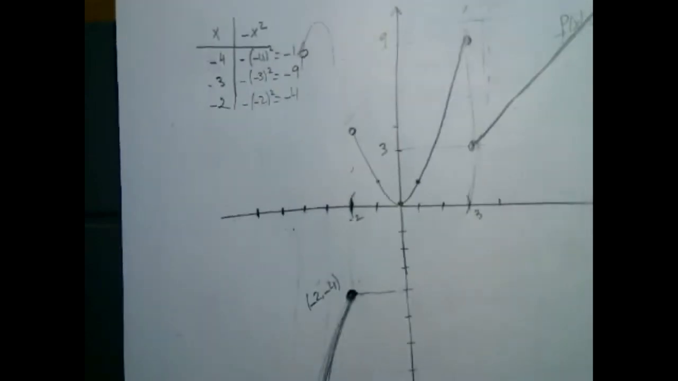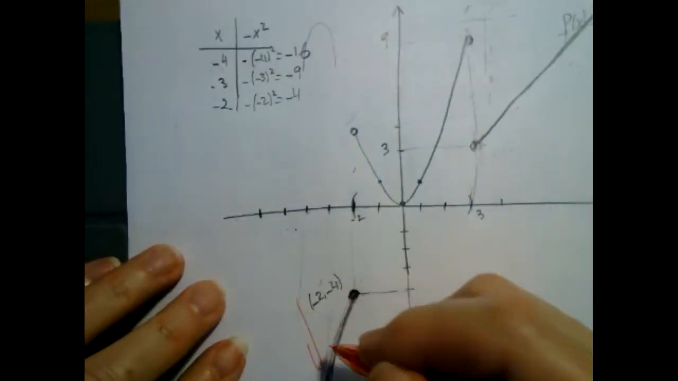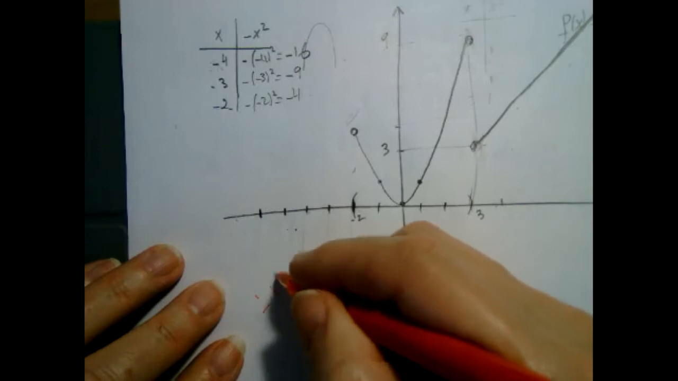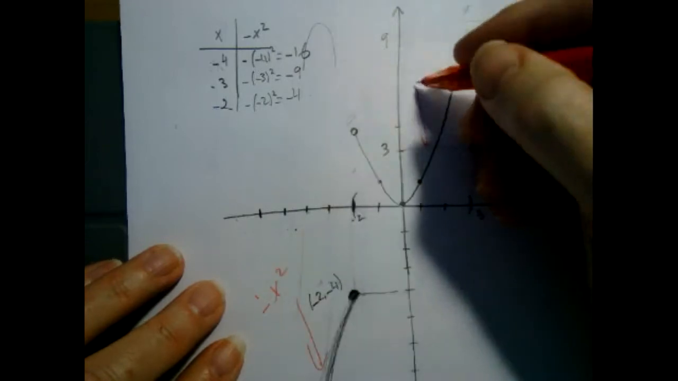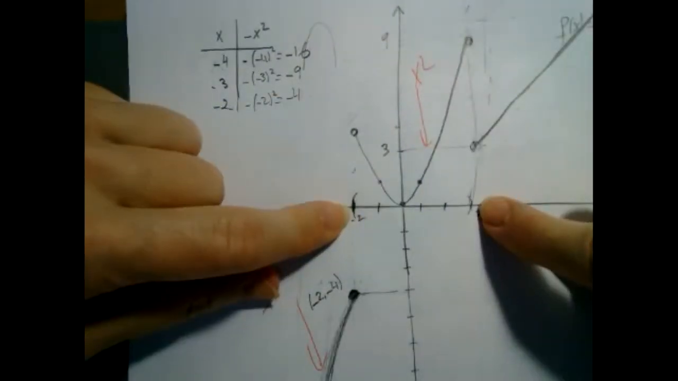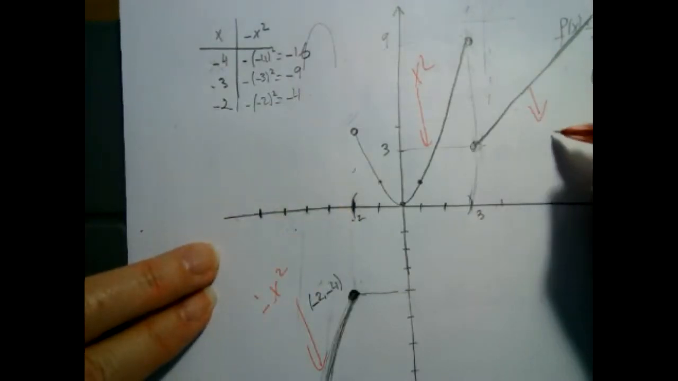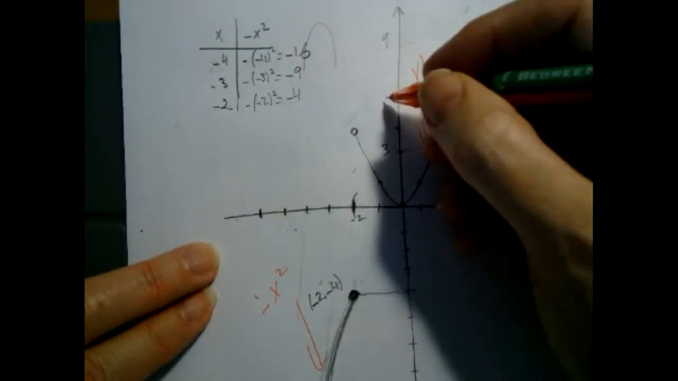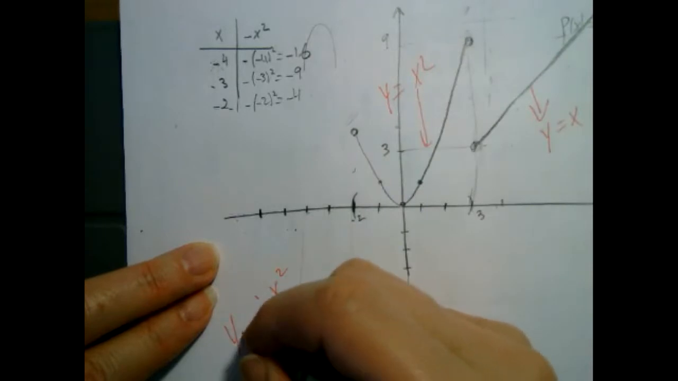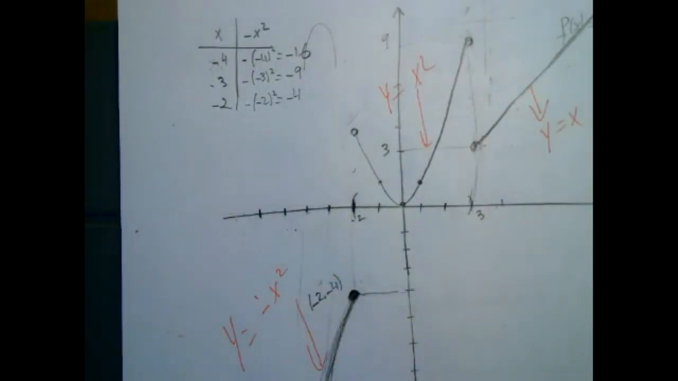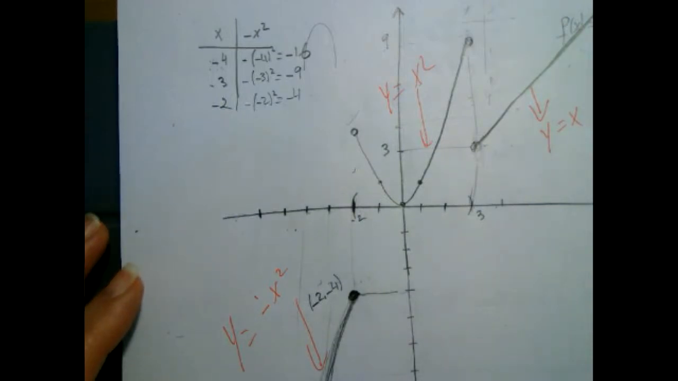Those are the 3 pieces. So this piece down here, it's the -x squared piece. This parabola, that's the x squared piece between -2 and 3. And this is the y equal to x. And that's really my graph, piece by piece by piece. Questions before I move on?